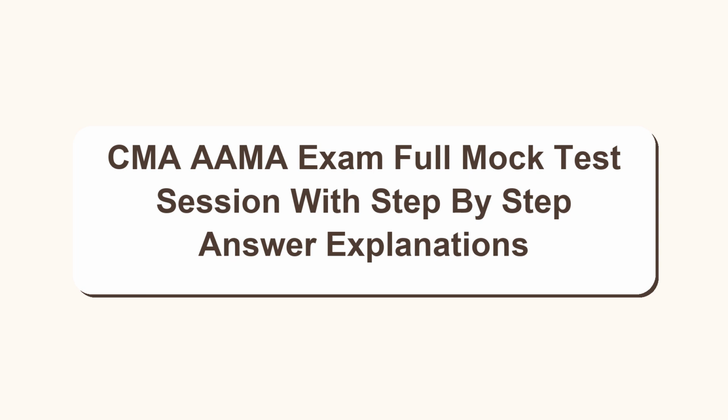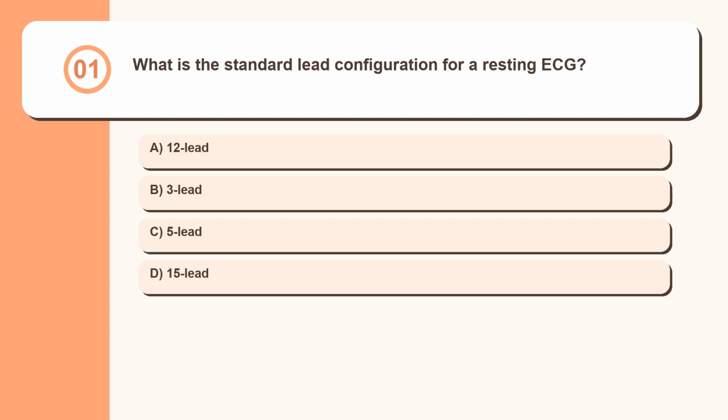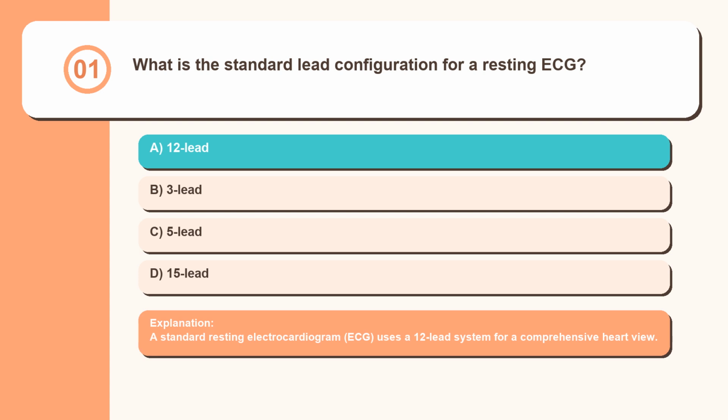CMA AAMA exam full mock test session with step-by-step answer explanations. Question 1. What is the standard lead configuration for a resting ECG? 12 lead, 3 lead, 5 lead, 15 lead. A standard resting electrocardiogram, ECG, uses a 12-lead system for a comprehensive heart view.